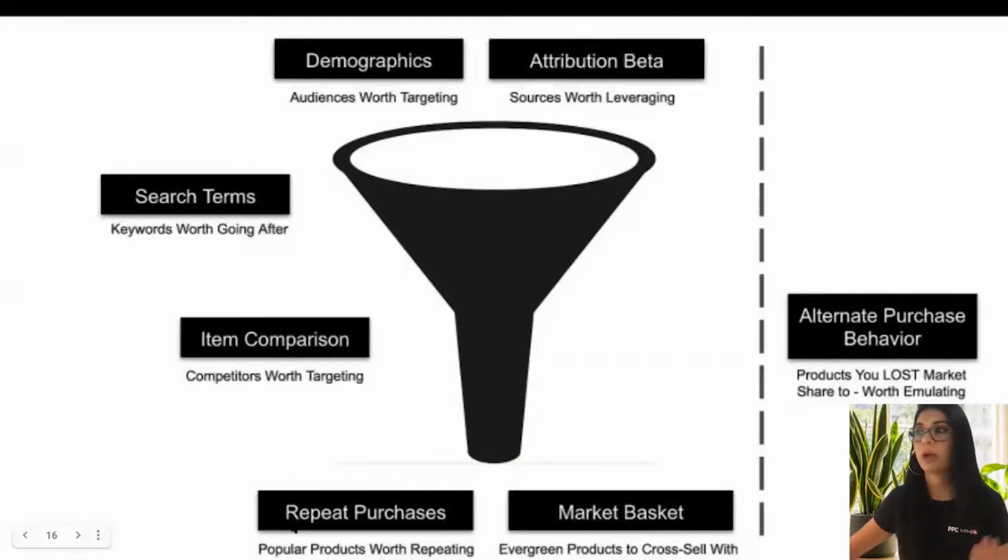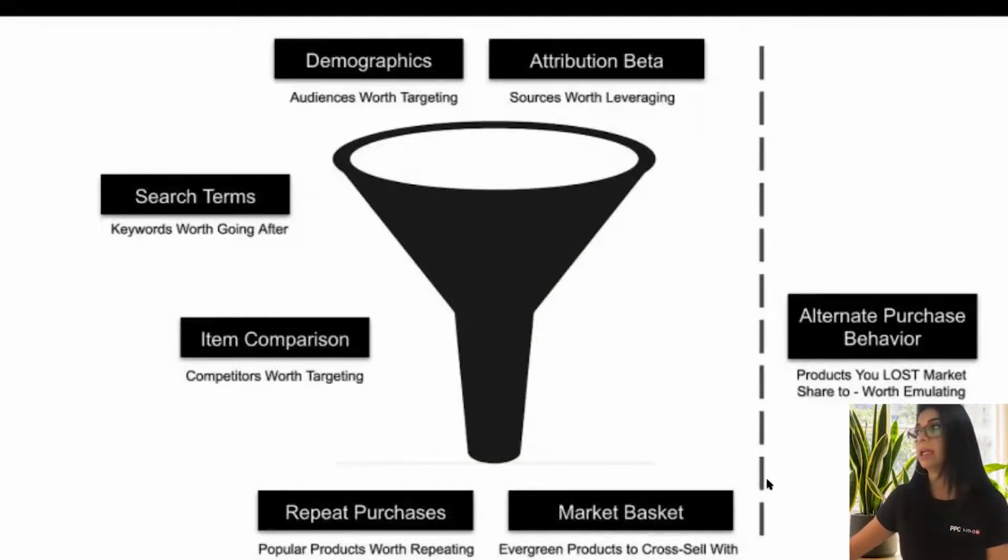At the bottom of the funnel, you have the repeat purchases information that's coming from brand analytics, and the market basket. Both of these will tell you about stuff that's already being purchased from you, and what products are purchased together with your products. So these are popular products worth repeating. Market basket is evergreen products that you can cross sell with. So that information is very bottom of funnel in my mind.